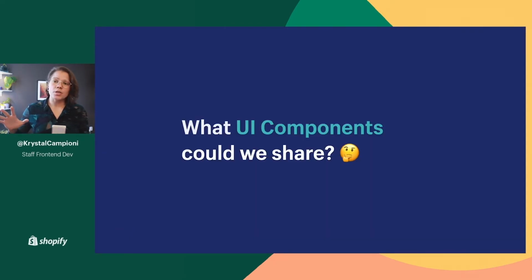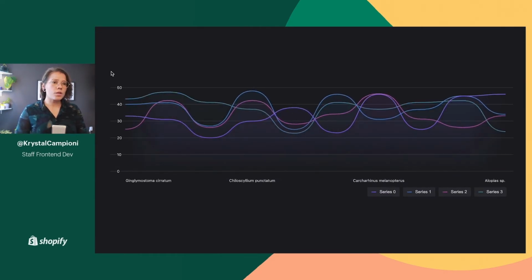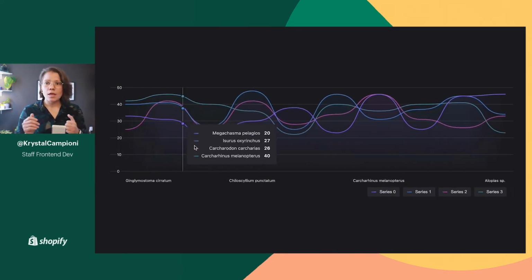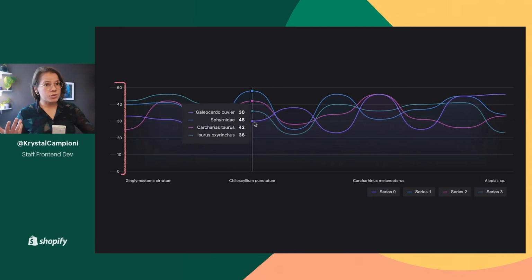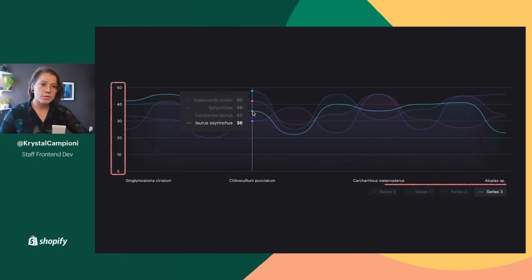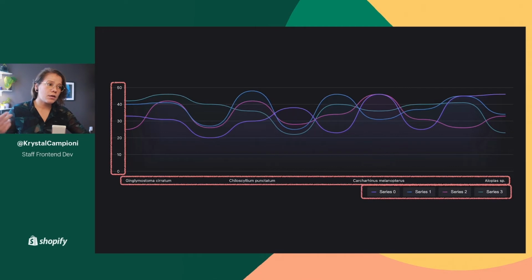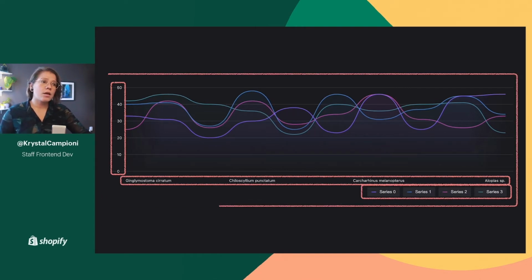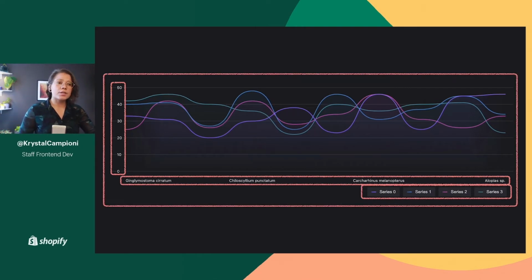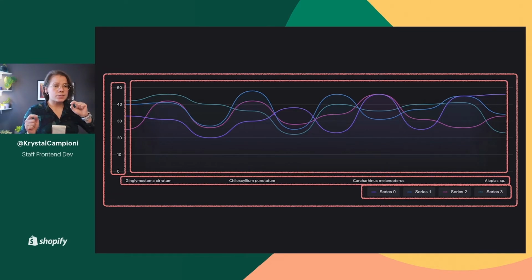But before we actually look into how we can share those UI components, let's talk about what we should share. So this is what our line chart looks like. And we could possibly reuse the component for the y-axis, the component for the x-axis. A legend might make sense too. Also, we have the component that represents the grids behind the lines.